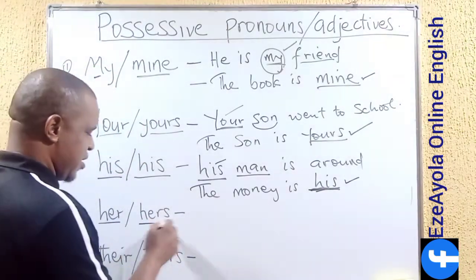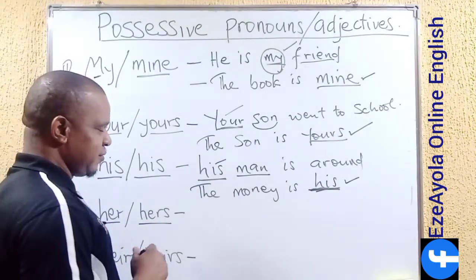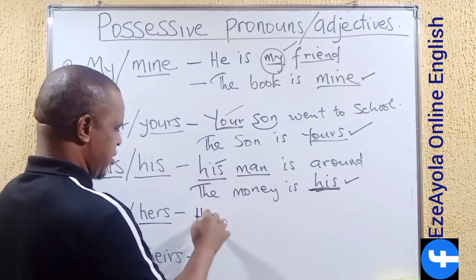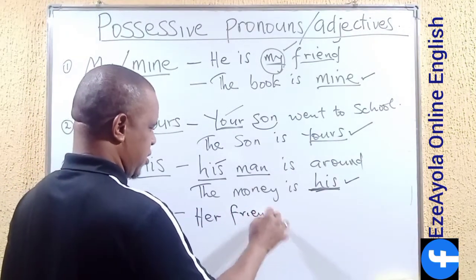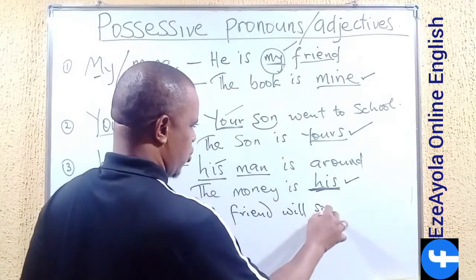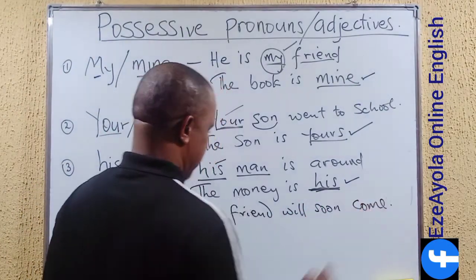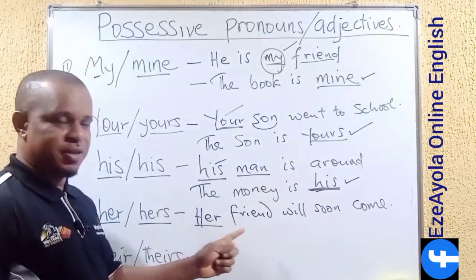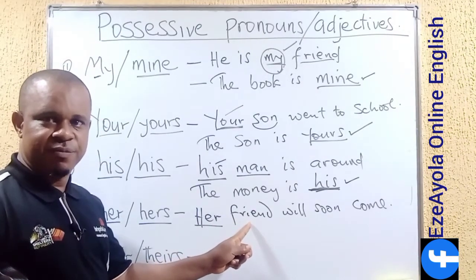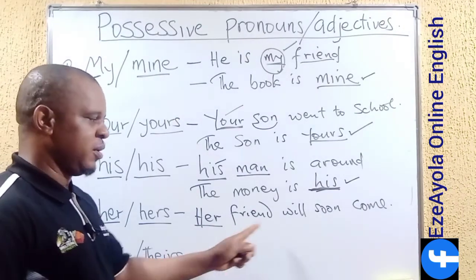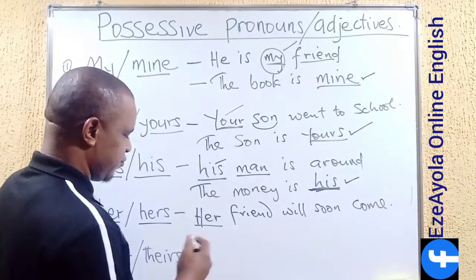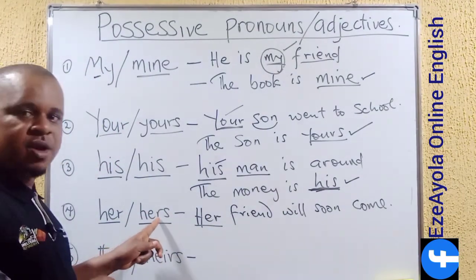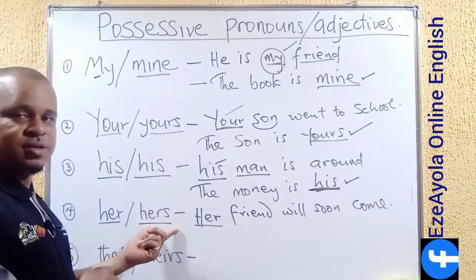The same thing happens here. Her, hers. All right? Okay. Her friend will soon come. Now look at this. Her friend, adjective describing the friend. Okay? This is a possessive adjective describing the friend. How do we use it as a pronoun? Hers. Look at this. Hers.